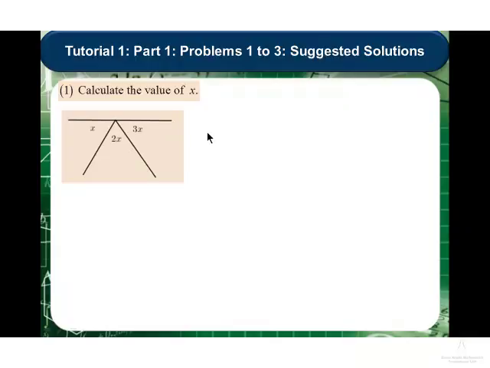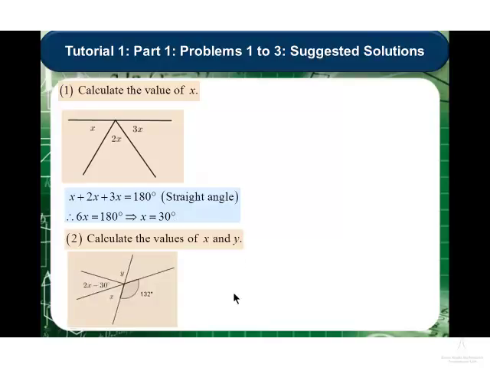In problem number 1, we had to calculate the value of the unknown angle x in this case. Now, considering this diagram, we know that the sum of x and 2x and 3x, that's the 3 angles as shown, must be 180 degrees, since it represents a straight angle. Adding together, we get 6x is equal to 180 degrees. Dividing by 6, we have solved then for the unknown angle x, namely x is equal to 30 degrees.